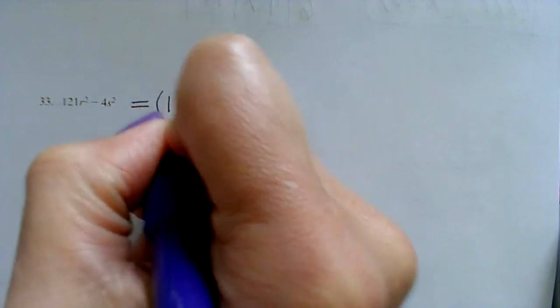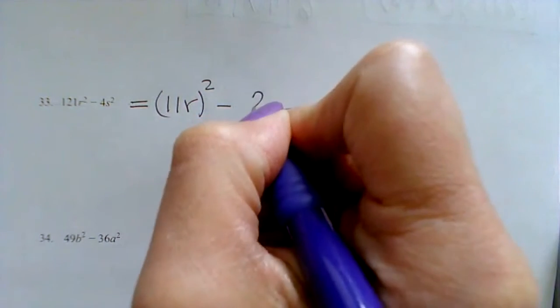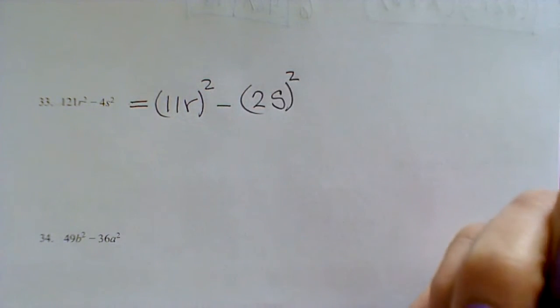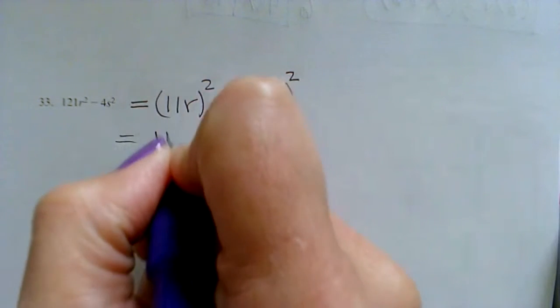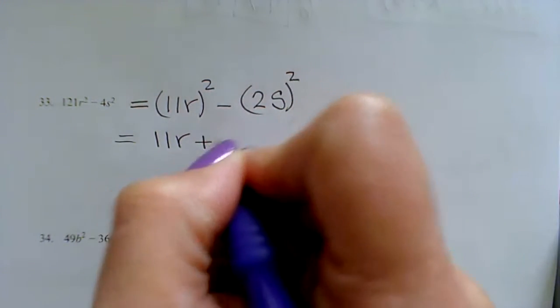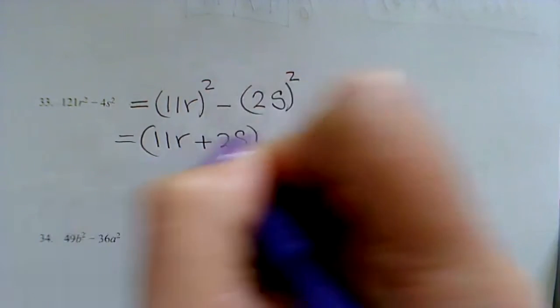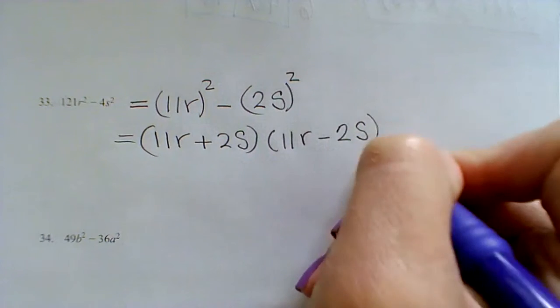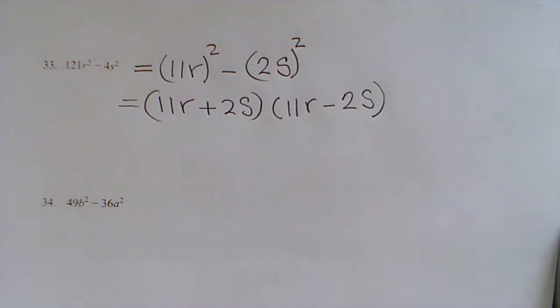Now let's do 33. So the first one is going to be equal to 11r squared minus 2s squared. So it's a difference of squares, right? So this is going to be 11r plus 2s times 11r minus 2s. And we are done simplifying.